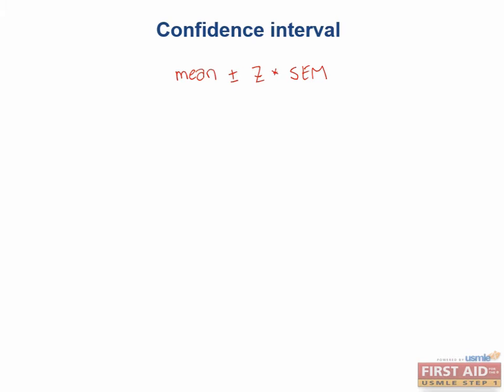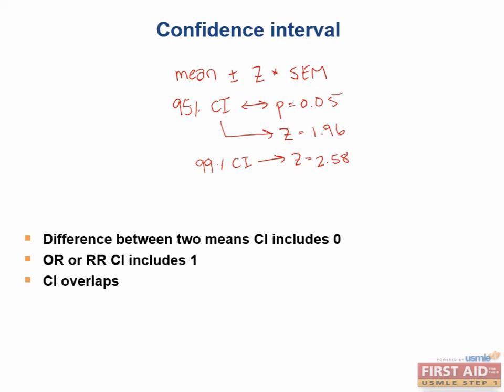The 95% confidence interval most commonly used corresponds to a p-value of 0.05. The z-score for the 95% confidence interval is 1.96, whereas the z-score for a 99% confidence interval is 2.58. More importantly, here are the practical applications of the confidence interval that should be remembered.